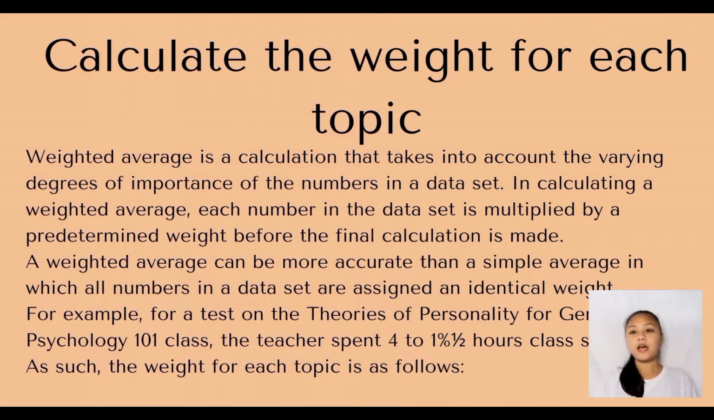identical weight. Ang weighted average ay isang kalkulasyon na sinasaalang-alang ang iba't ibang antas ng kahulugan ng mga numbers sa isang set ng data. At sa calculate naman ng weight average, dapat daw po ay sa bawat numbers sa set ng data ay imamultiply sa isang paunang itutukoy na timbang bago gawin ang panghuling kalkulasyon.